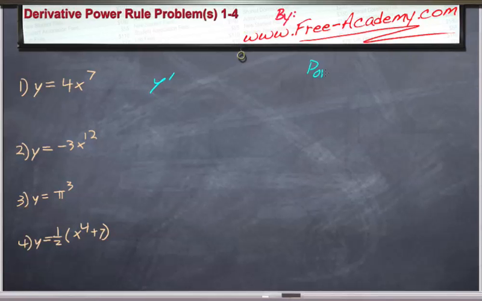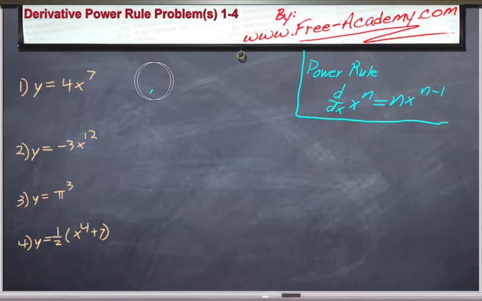And of course, our power rule in these situations is that the derivative with respect to x of x to the n is equal to nx to the n minus 1. We just box that off in the corner here. And we're going to be using this formula to solve every single one of these problems.